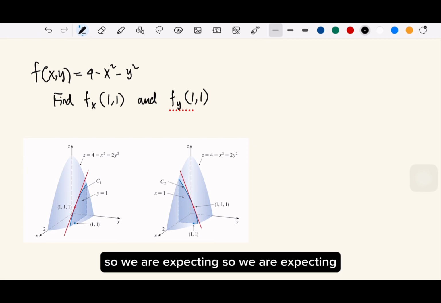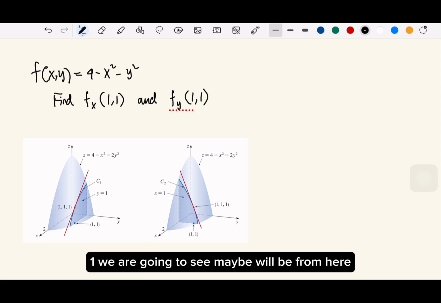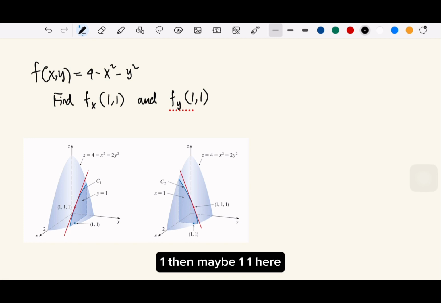So we are expecting the line that is cut at (1, 1). We are going to see maybe if one here, maybe it will be the slope, or maybe that. It depends on the point. So suppose that it's (1, 1), then maybe (1, 1) here, maybe it's going to be that way. So let's go back to the notes, and I will have the picture ready.